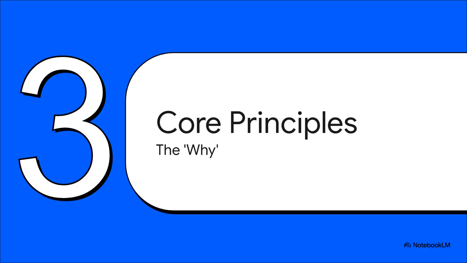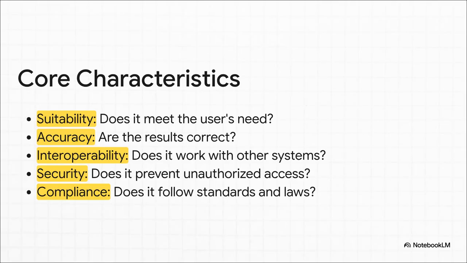Now, this isn't just about randomly clicking around to see what happens. No, it's a super rigorous process, and it's built on 5 core principles. You can think of these as the fundamental checklist for building quality and, maybe most importantly, trust. And here they are. This is the heart of it. Is the software suitable for what the user actually needs to do? Is it accurate? Are the calculations right? Does it have good interoperability? Meaning, does it play nicely with other software? Is it secure? And is it compliant with all the necessary rules and laws? If the answer to any of these is no, then that software just isn't ready for prime time.